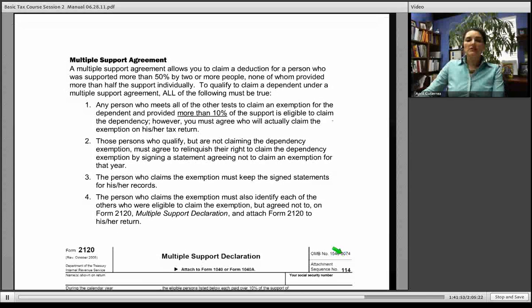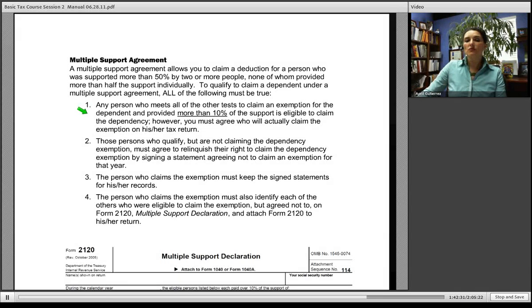Some additional notes here before we move on to our next classwork assignment of the day. We are on a multiple support agreement now. A multiple support agreement allows you to claim a deduction for a person who was supported more than 50% by 2 or more persons, none of whom provided more than half of the support individually. To qualify to claim a dependent under a multiple support agreement, all of the following must be true. Any person who meets all of the other tests to claim an exemption for the dependent and provided more than 10% of the support is eligible to claim the dependency.